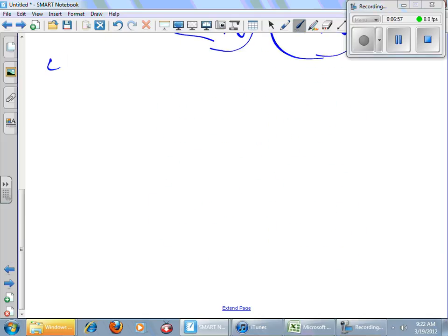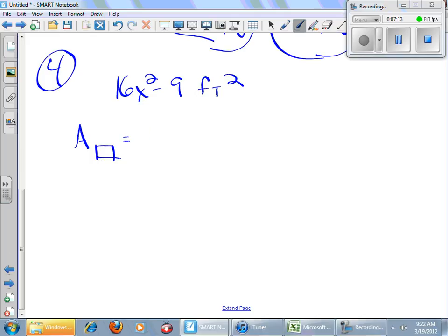All right, problem 4. The measure of the area of a rectangle is 16x squared minus 9 feet squared. Find the perimeter. Well, I know the area of a rectangle is often found by doing base times height, or some might say length times width. I'll bet if I factor that, I might be able to come up with the length and width, or the base and height. I'm going to draw a rectangle.